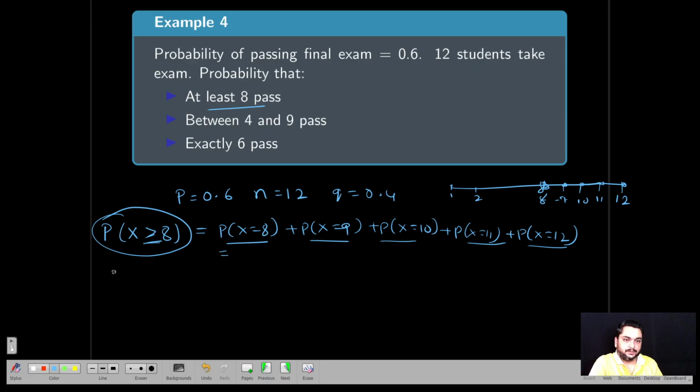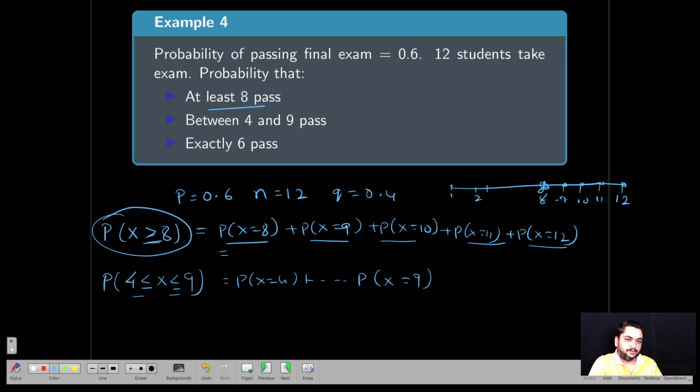Next. Between 4 and 9 pass. I just want to show you what kind of questions can be asked. 4 less than or equal to X less than or equal to 9. Between 4 to 9 means this is what I have to find. So P of X equal to 4, and so on up to P of X equal to 9. Till this point you have to find.